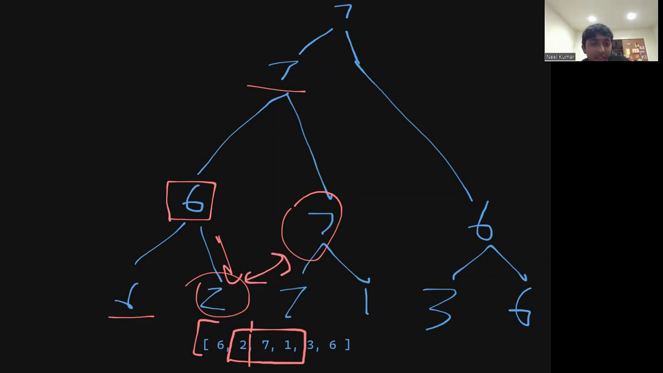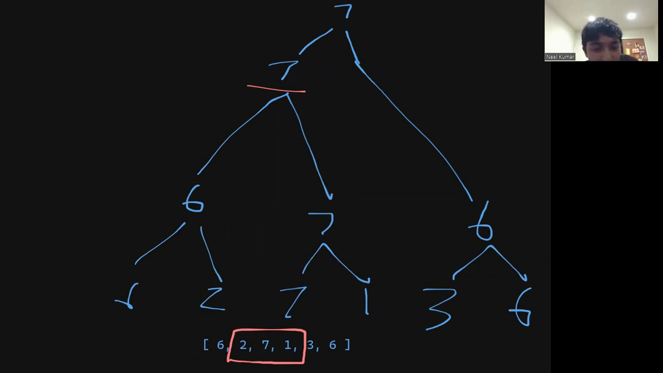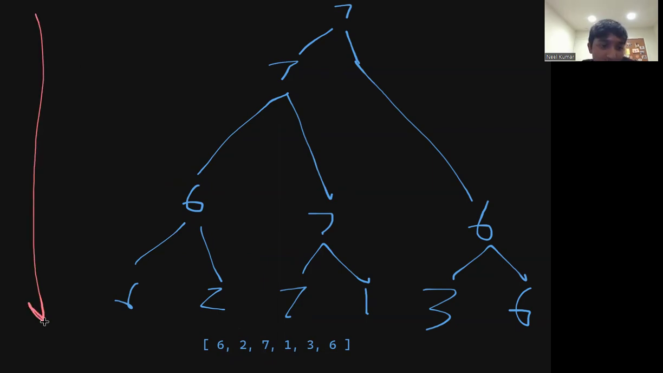This way, we can very easily do queries on the range in log n of the time, because at most we're just traversing through this binary tree. Now, another important part of this is doing point updates.